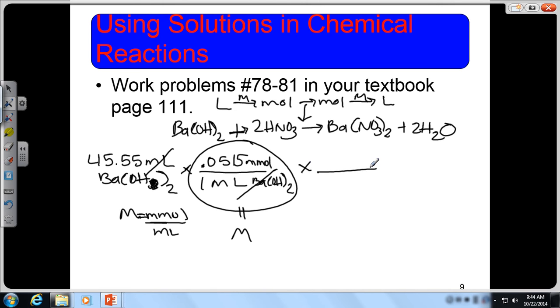Now I couldn't fit barium hydroxide in there, but of course it's still barium hydroxide up there on the top. Our next step is the mole to mole ratio. So we have 1 mole or millimole, and we're looking for the volume of nitric acid. That's our second reagent there, and we have 2.